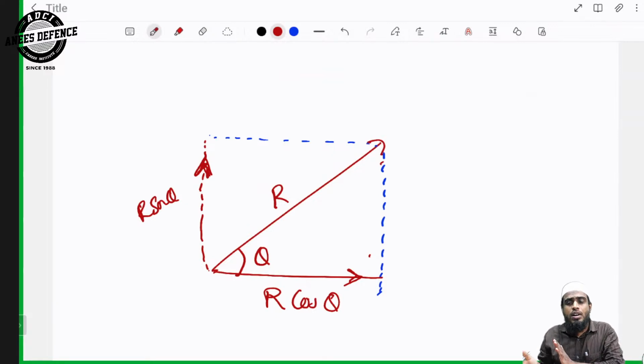Along the side of theta, we will put cos theta, R cos theta. In the opposite direction, we will put R sin theta. That concept is used here. Resolving a vector into mutually perpendicular directions. If an angle is given, along with that angle, that side should be R cos theta. The other one should be R sin theta.